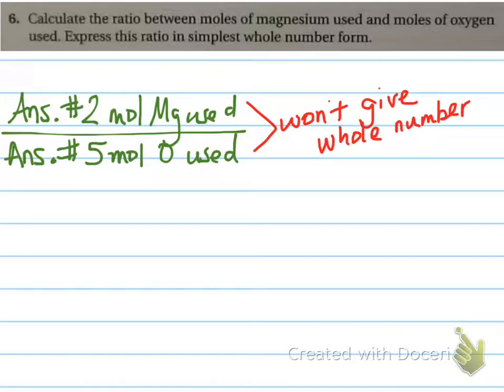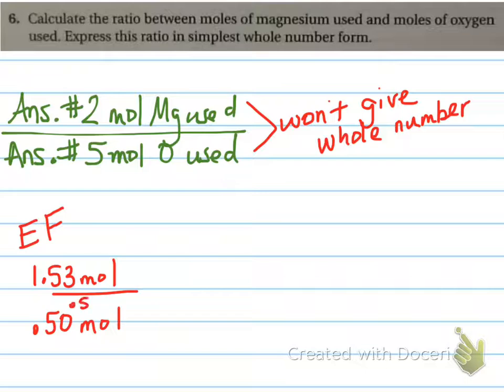Okay, so I suggest you approach this like you do empirical formula determinations, where when you have 1.53 moles and you have 0.50 moles, you divide both of them by the smallest. So you get 1 mole here and you get a half. I can't do that math in my head. I should have chosen something simpler.